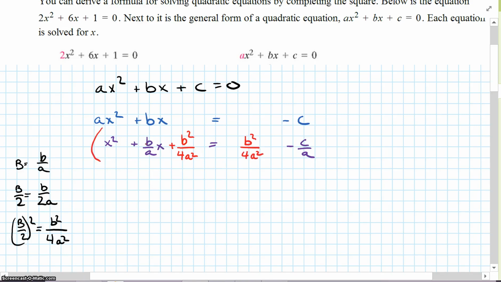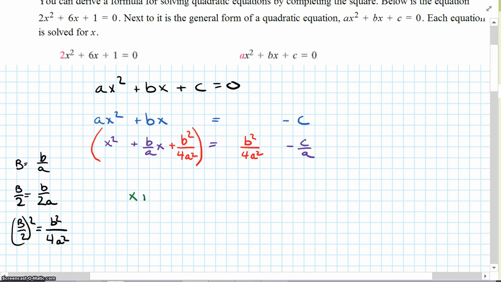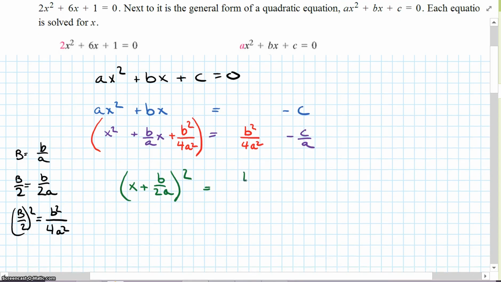Looking at the left side now, that is what we call a perfect square trinomial. So we can rewrite that basically saying x plus our b over 2 value, which is b over 2a, squared, perfect square trinomial. On the right side, all I have is b squared over 4a squared minus c over a.